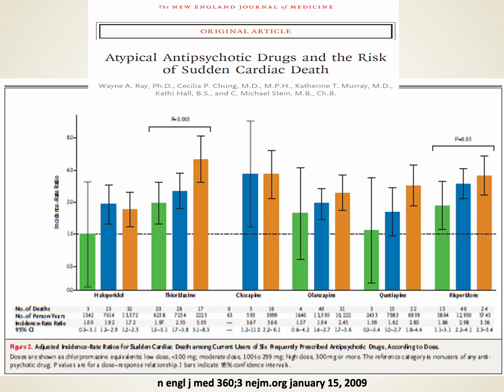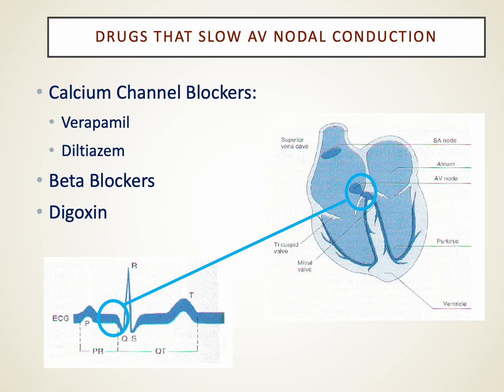So here's another chart from that same graphic that looks at various agents and their risk for sudden cardiac death based on a low, moderate, or high dose. Let's look at some other cardiac rhythm issues that can happen with drugs.